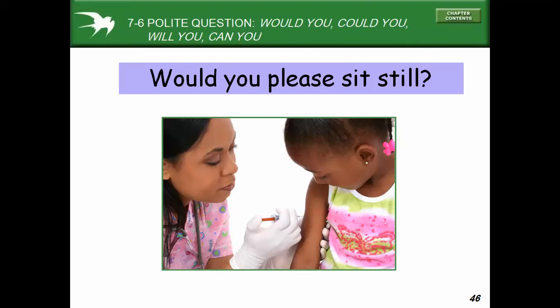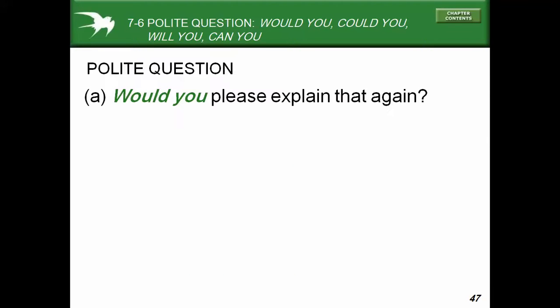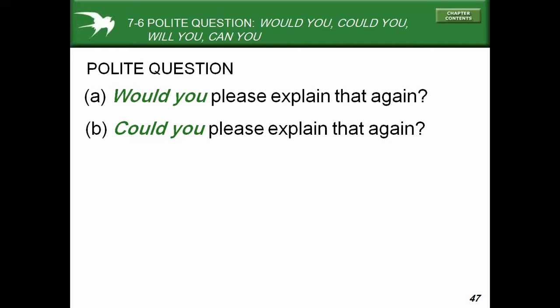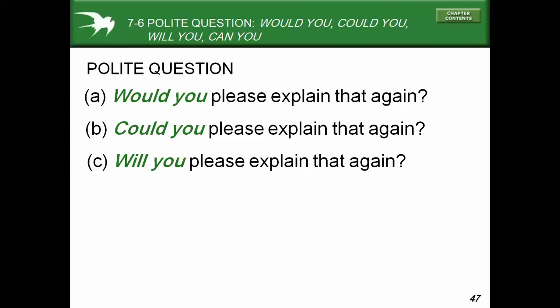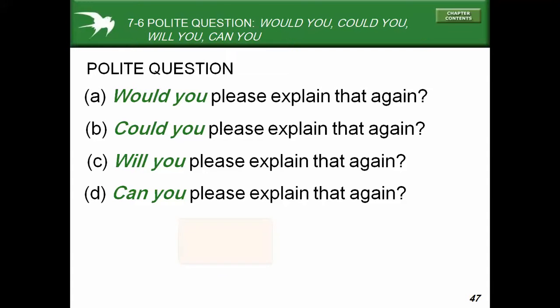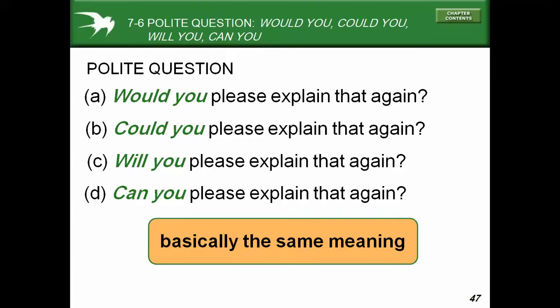Would you please sit still? Would you, could you, will you, can you? These are polite questions. Would you please explain that again? Could you please explain that again? Will you please explain that again? Can you please explain that again? Basically the same meaning. All these have the same meaning.